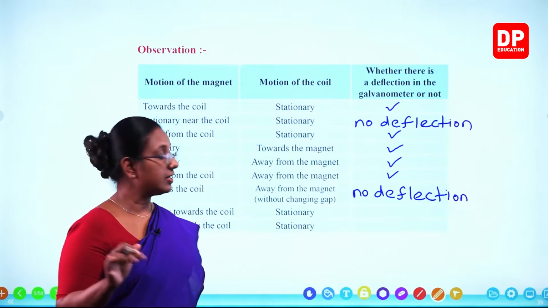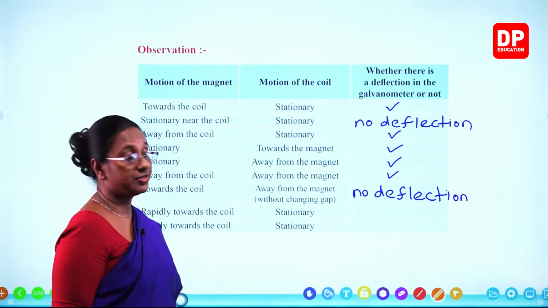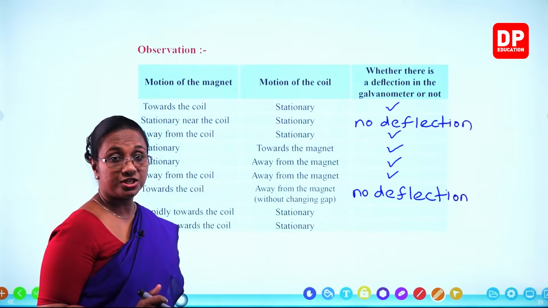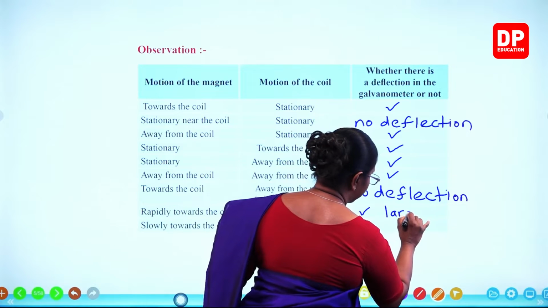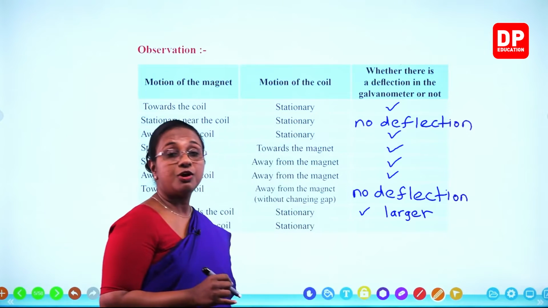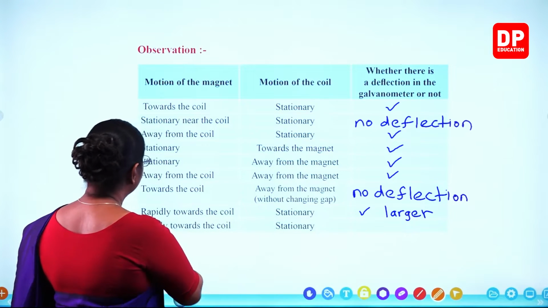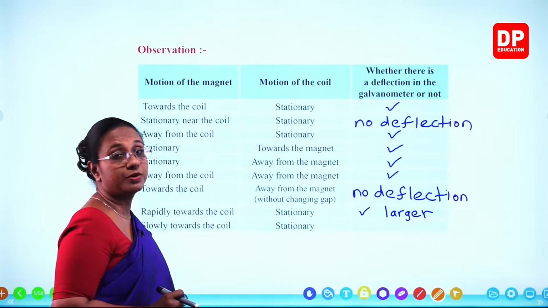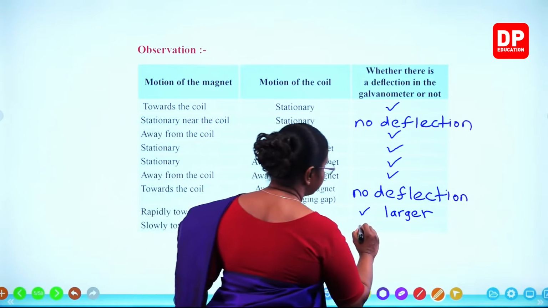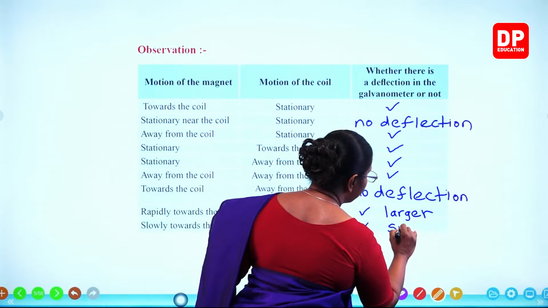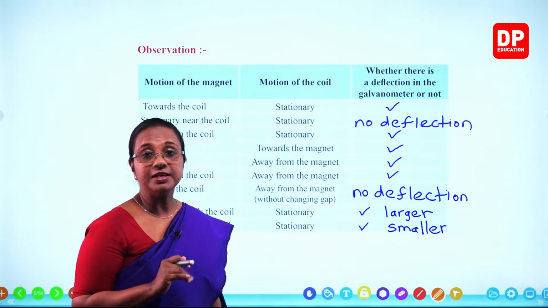Then after that, what did you all see? When we moved the magnet rapidly towards the coil and the coil was stationary, there was deflection, and a larger deflection. The magnitude of the deflection was larger than the first step. Then when we moved the magnet slowly towards the coil, while the coil remained stationary, there was deflection, but a smaller deflection. So those were the observations.